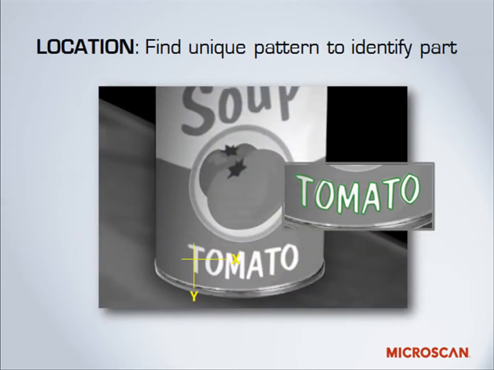Additionally, you can find a unique pattern and use that to identify a part. An example you can see here is a can of soup. The vision system has been trained to look for a pattern on the soup, in this case, the portion of the label that says tomato on it. We can use that pattern to verify that we do, in fact, have the right soup going down the line.